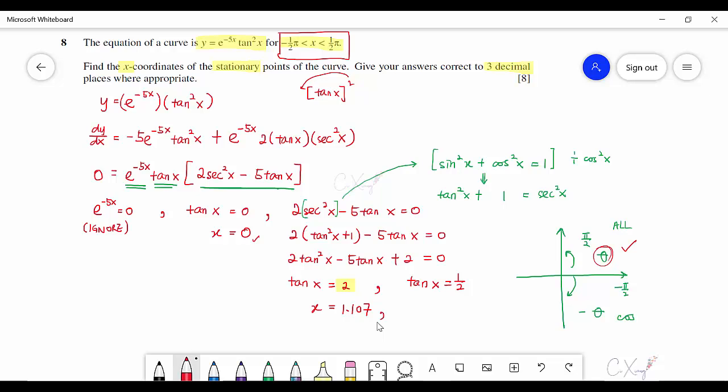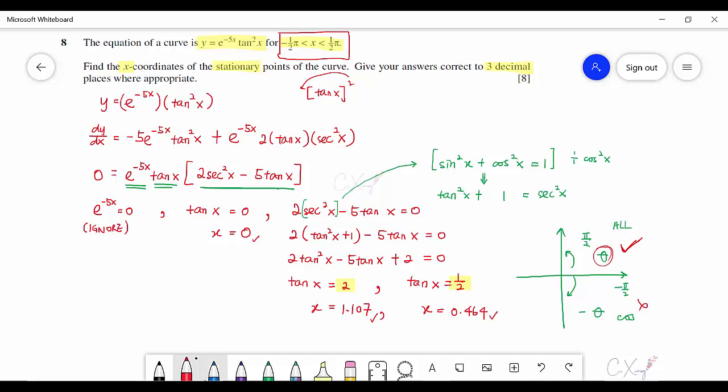The other part will be this one. Take tangent inverse half. When you get tangent inverse half, into 3 decimal places, the answer that you get should be 0.464. Again, if you look at this value, it is a positive value. So tangent x equals positive half. That means I also only consider the answer from the first quadrant. From the fourth quadrant here, in the opposite direction, this is not something that I want. So this is the answer that I want.